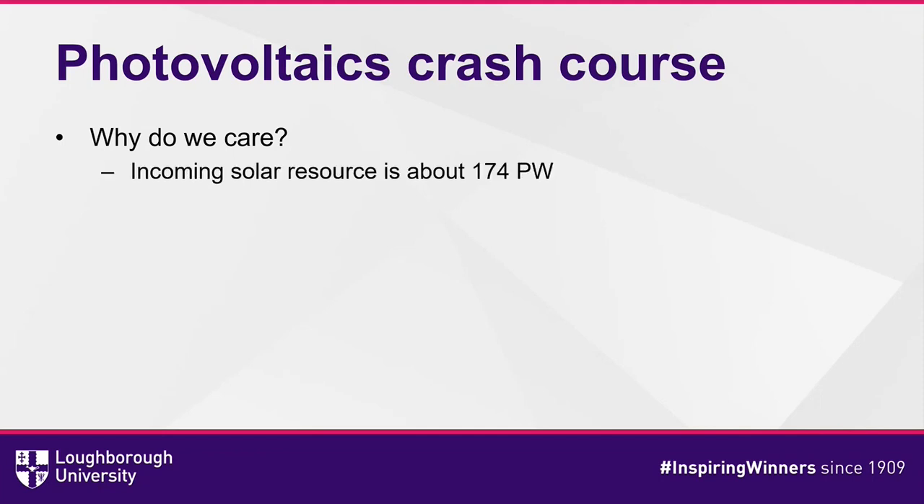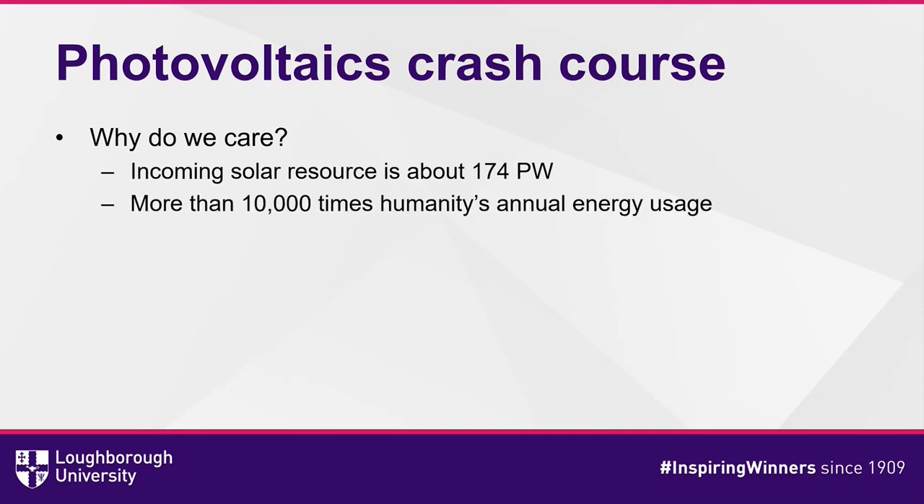If we think in terms of the resource we have available to us, the incoming solar resource is around about 174 petawatts. So that's the amount of energy which continuously hits the top of the atmosphere. That's the amount of light and heat energy, electromagnetic energy coming from the sun, and that's the amount that hits the top of the atmosphere constantly, really. It's not absolutely constant for various reasons, but it's not too far off.